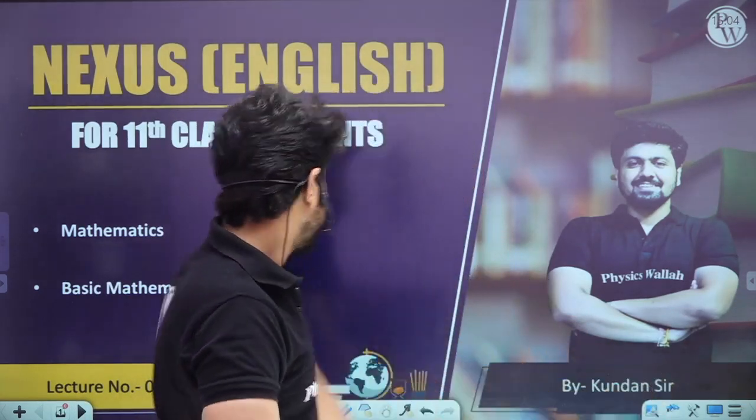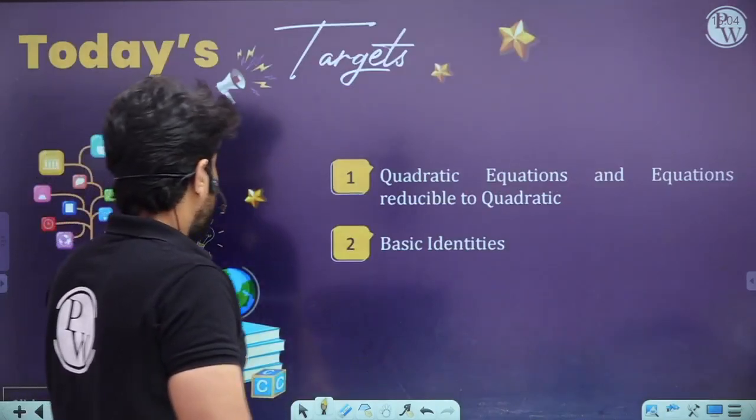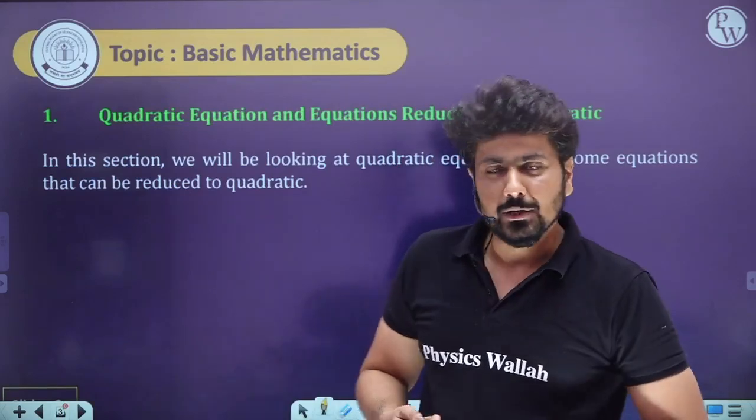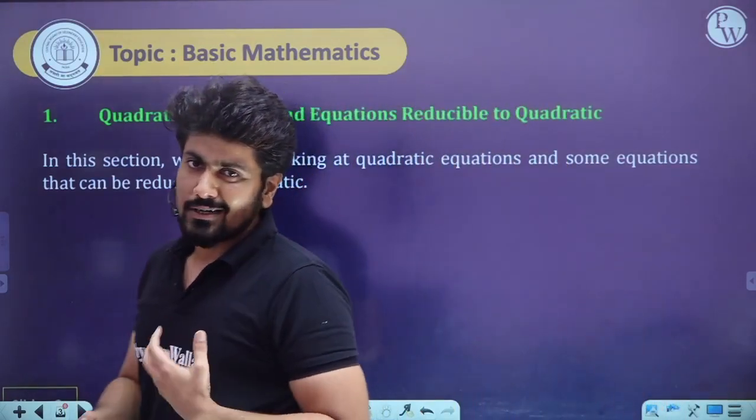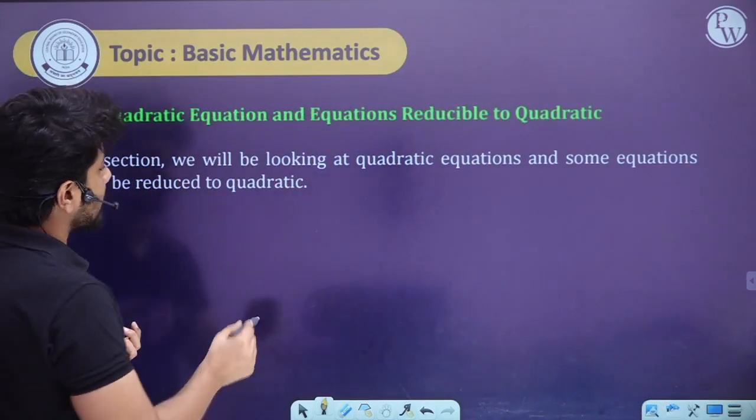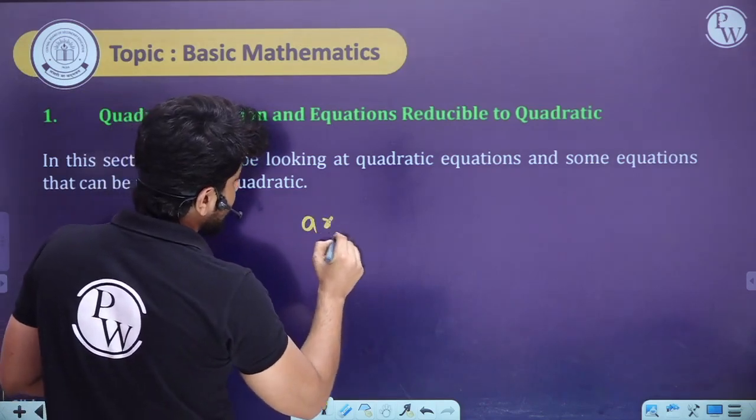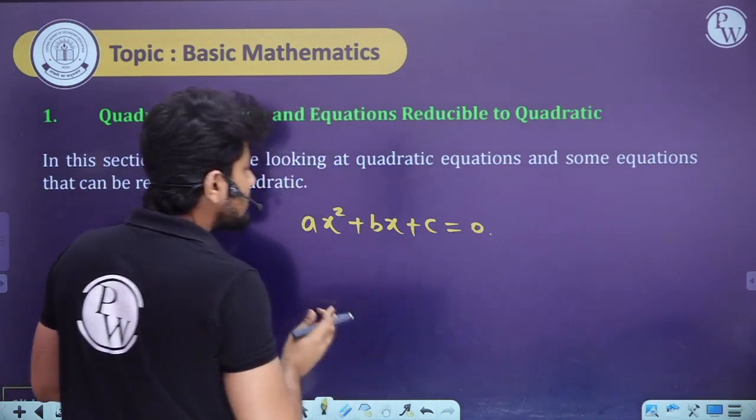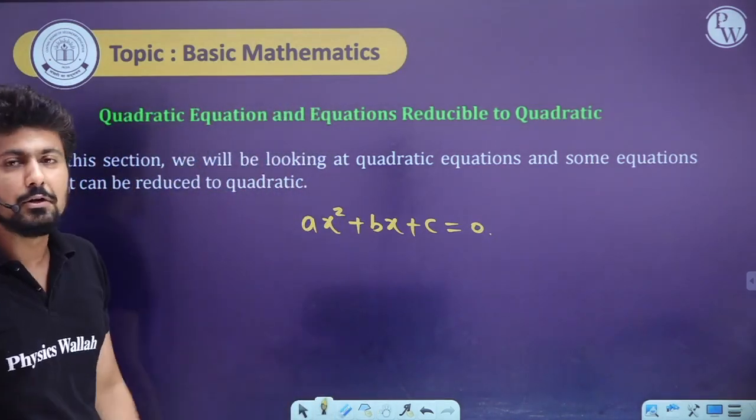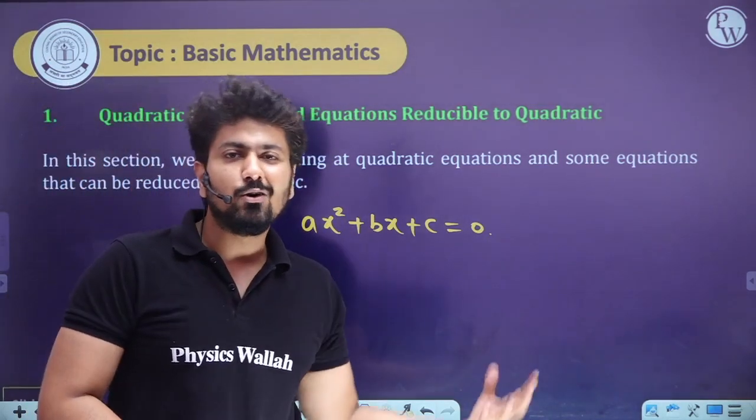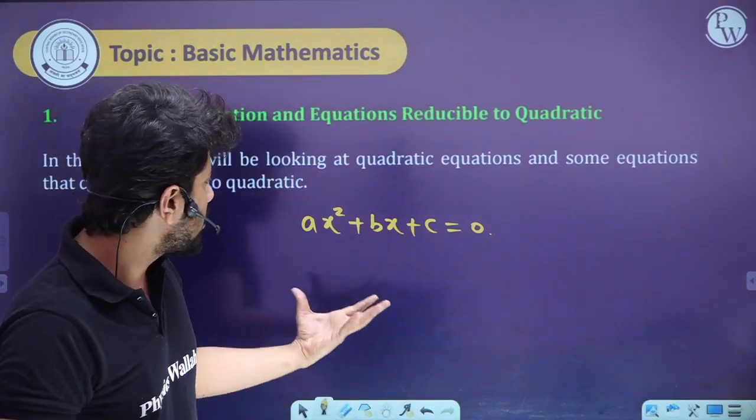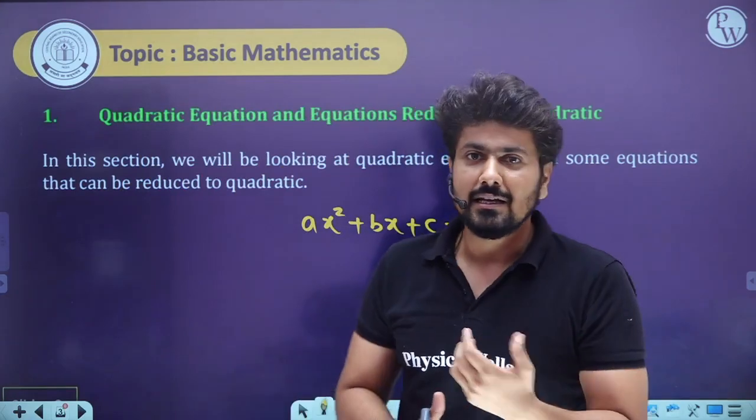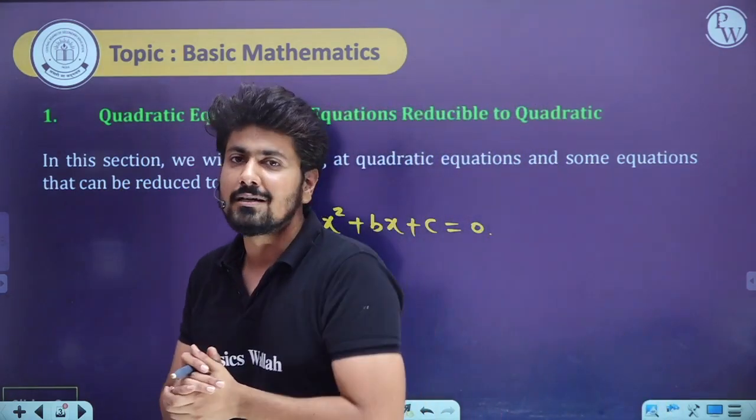Let's get started. Now, quadratic equations and equations reducible to quadratic. All of you have learned what a quadratic equation looks like. A quadratic equation looks like this: ax square plus bx plus c is equal to 0. This is the general look of a quadratic equation. How do we solve a quadratic equation? We solve it by middle term splitting, right? Generally, we follow that approach, middle term splitting.